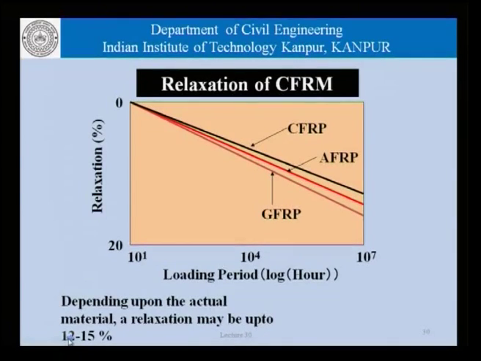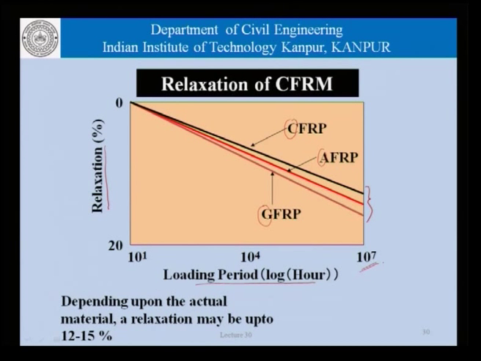Then we have the concept of relaxation. Now, relaxation is the change in stress at a constant strain, and depending upon the actual material, we may find that there is up to 15% of relaxation. That relaxation is represented as the change in stress values at a constant strain and is monitored over a long period of time. We can see that carbon, aramid and glass all show a certain amount of relaxation as far as changes in the stress values are concerned over a long period of time.